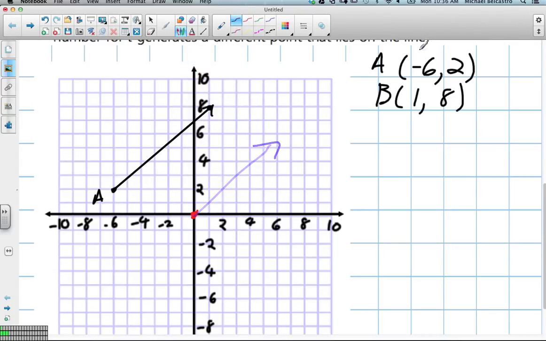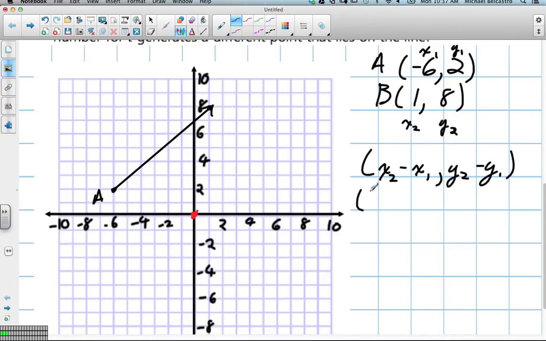So very similar to when you were working with grade 9 slope y-intercept. We're going to call this x1 and y1, x2 and y2. To find our positional vector, we're going to take x2 and subtract x1. And to find the y-coordinate, we're going to take y2 and subtract y1. So in this case, x2 being 1, x1 being -6, so we're going to subtract -6. y2 being 8, subtract y1 being 2. Our positional vector will become 7 and 6.